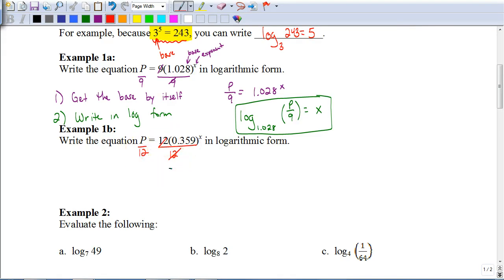So what you should have done here is start out by dividing both sides by 12. So this time I have p divided by 12 equals 0.359x. Again, don't forget, we can't multiply the 12 and the 0.359 together. So my next step is to rewrite this in logarithm form. This time the base is 0.359 of p divided by 12, whatever that would be, equals your exponent, which is x.